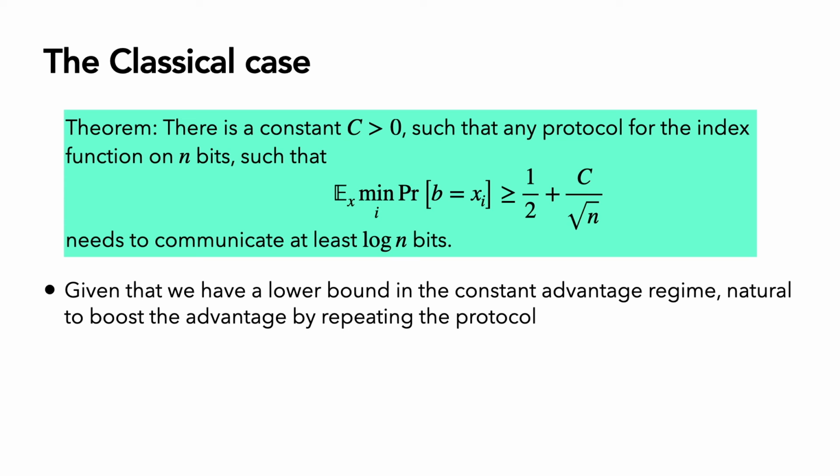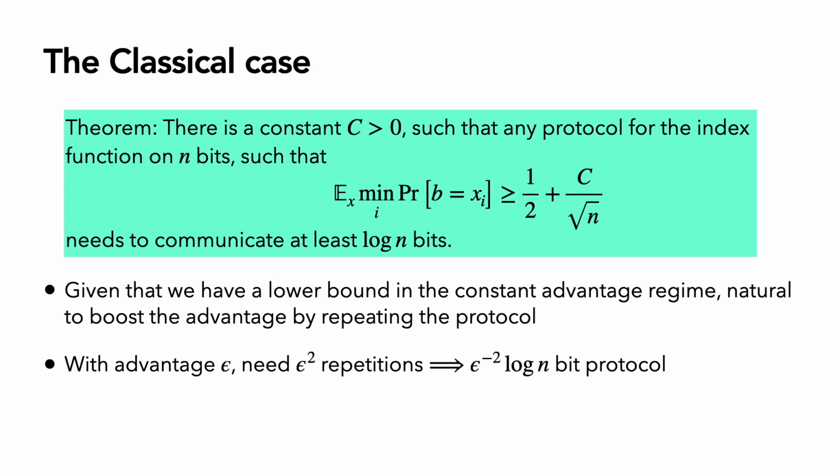Given that we have a lower bound in the constant advantage regime, the natural idea is to boost this by repeating the protocol. With advantage epsilon, we need epsilon to the minus 2 repetitions, which implies we have a 1 over epsilon squared times log n bit protocol. This does not give us a lower bound because we are interested in the regime of epsilon being approximately 1 over square root n.